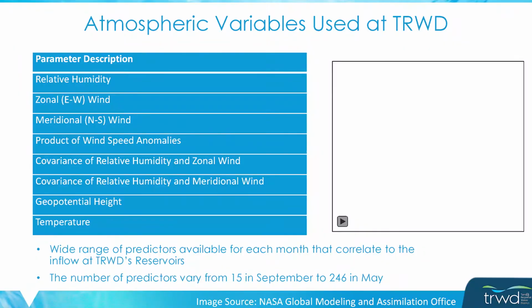So using the MERRA-2 data, these are the atmospheric variables that statistically correlated with inflow into TRWD's reservoirs. Correlations to TRWD inflow were calculated at all pressure levels, all the way from the surface into the upper atmosphere every month. And atmospheric variables include temperature, zonal and meridional wind speed, relative humidity, and many others seen on this list here.